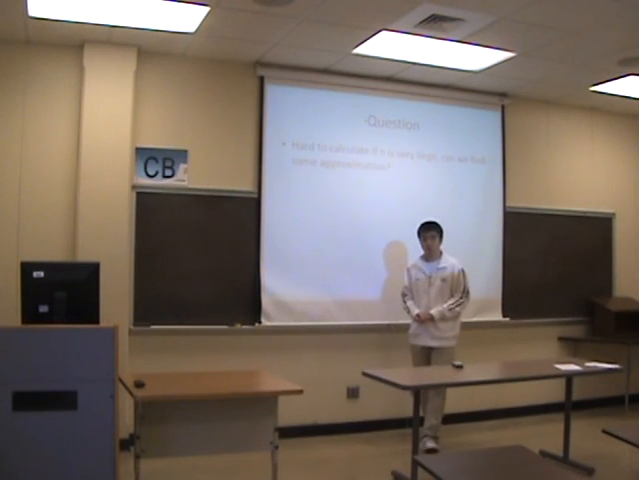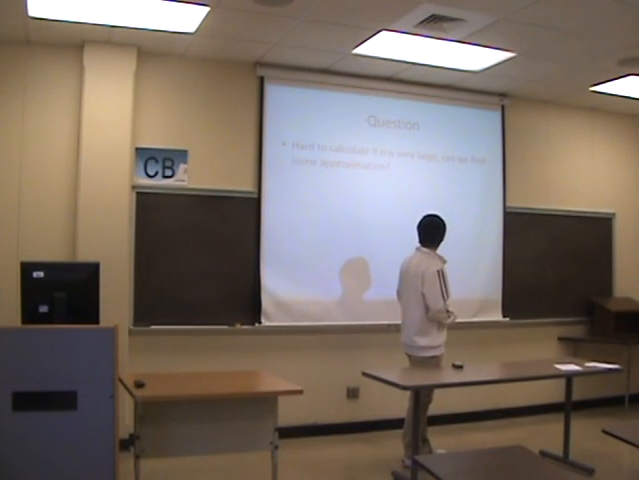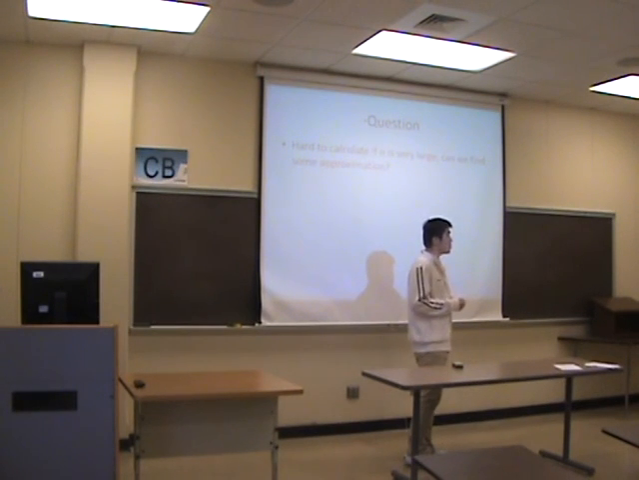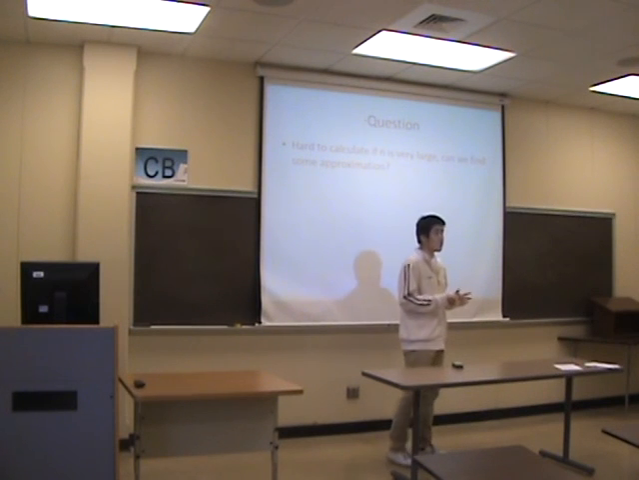And that's what I would talk about in the next part, the Poisson distribution. It can approximate the binomial distribution if n is very large, and we can calculate it very easily.